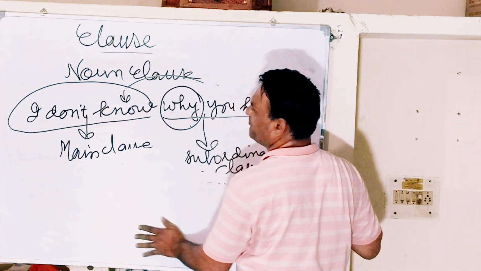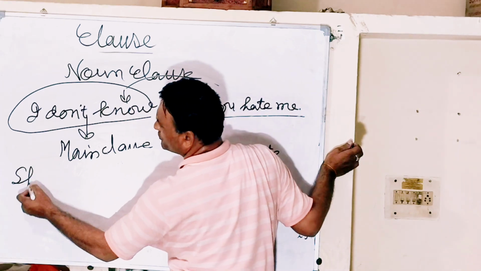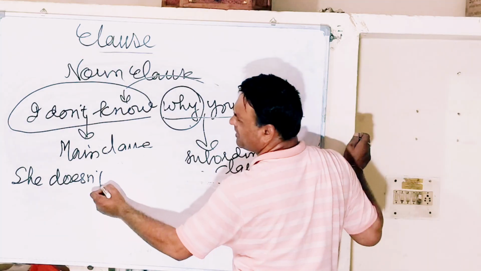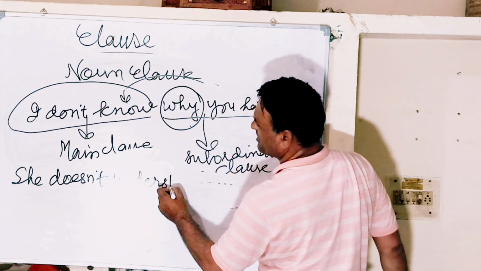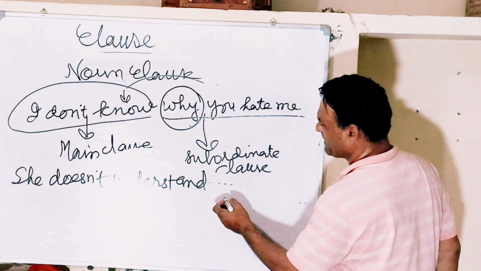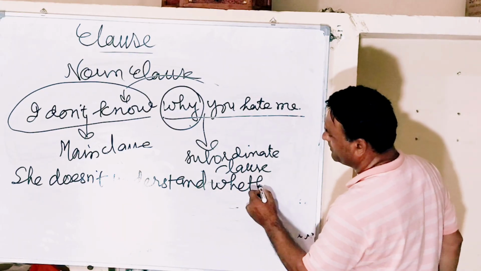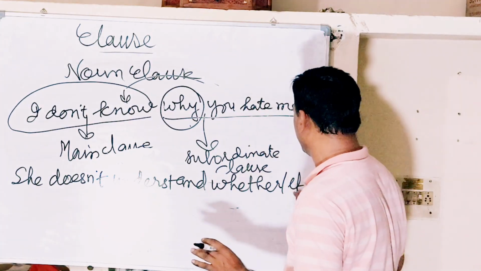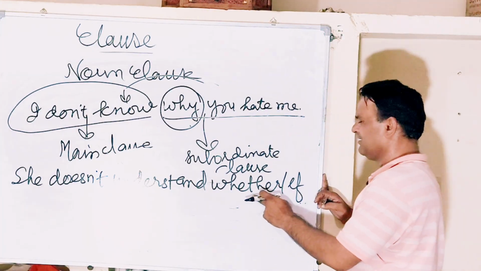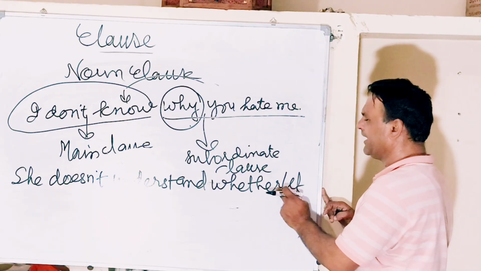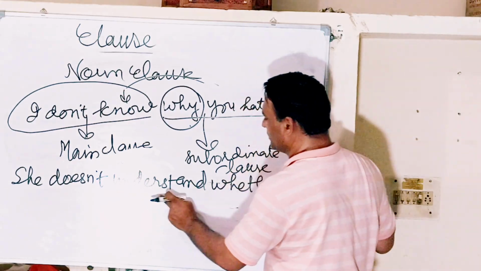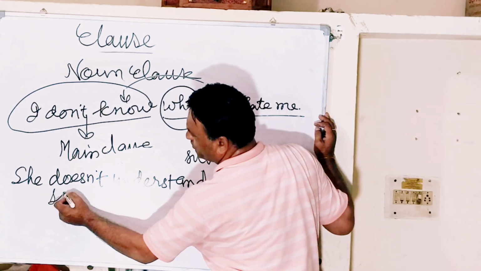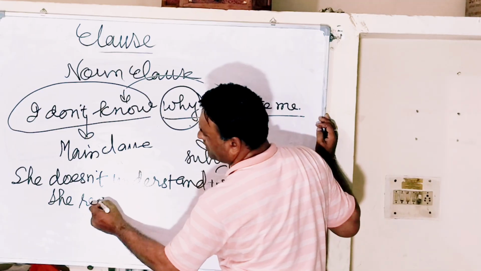Now, she doesn't know, she doesn't understand whether or if. Whether and if are the same. Okay, you can replace if by whether, and whether by if. Now she does not understand whether or if. She reads a book.